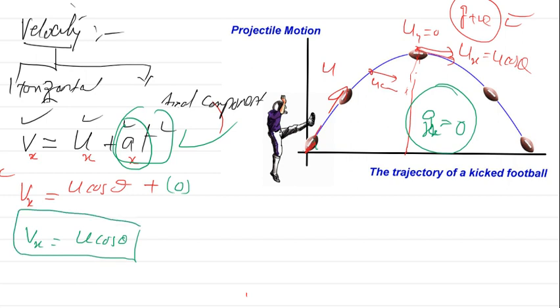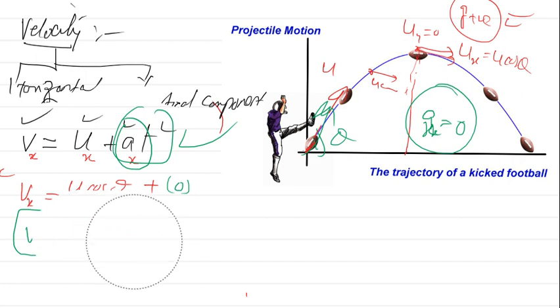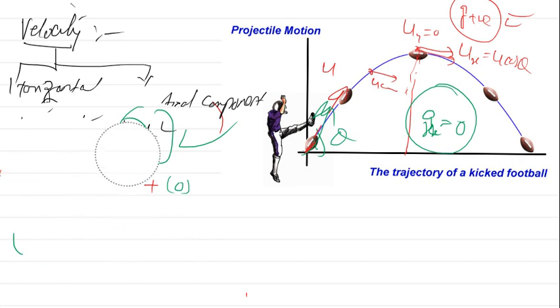Meaning if you need it, replace the value of the initial velocity, the velocity with which we projected the object or particle to have projectile motion, and replace the angle it makes with the horizontal axis. In this way you can easily get the horizontal component of the velocity. Now we will go to the vertical component of velocity.